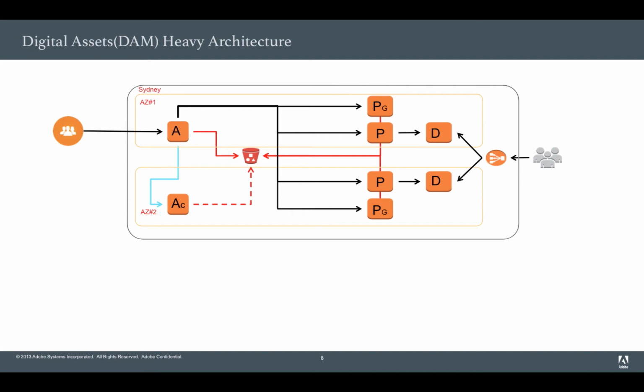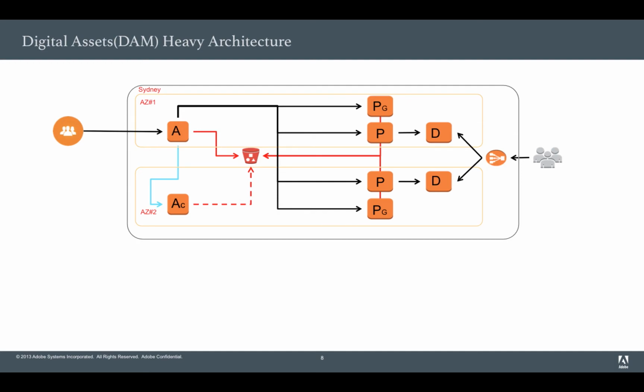The next one we're going to talk about today is the digital assets heavy architecture. This architecture is best suited for customers who have a large repository, usually in the order of terabytes. Best suited for companies which manage a lot of stock images and things like that. In this architecture, we basically have the author server, the primary instance, running on AZ1, and the author cold running on AZ2, and they are both synced using cold standby or rsync. And the author servers also store their binary content in S3 buckets.